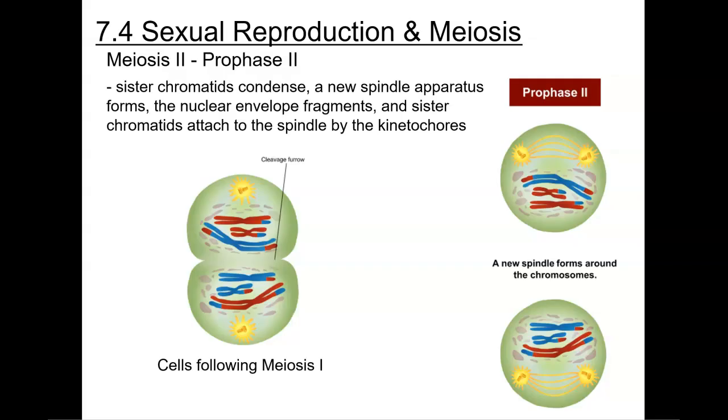Going into meiosis 2, we're going through the same steps, except you're just going to have a 2 behind them now. So we're going to start out with prophase 2. That's where the sister chromatids that were condensed are going to recondense, and you're going to have a new spindle apparatus starting to form, coming out of those centrioles. The nuclear envelope is going to fragment and start to break down and dissolve, and the sister chromatids are going to attach to the spindle using those kinetochores.